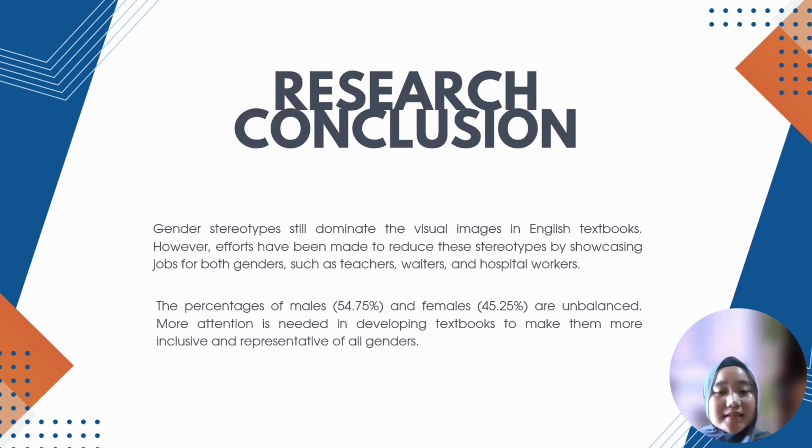However, the textbook also attempts to reduce stereotypes by presenting some occupations equally for both males and females. Therefore, textbook developers should pay more attention to creating materials that are more inclusive, more balanced, and more representative of all genders. By doing this, textbooks can help students develop more equal perspectives about gender roles in society.